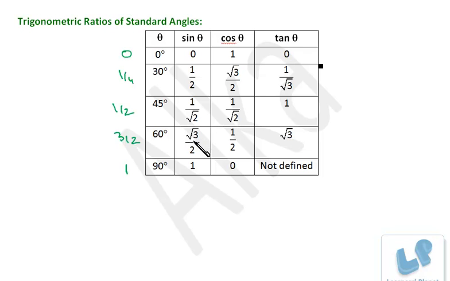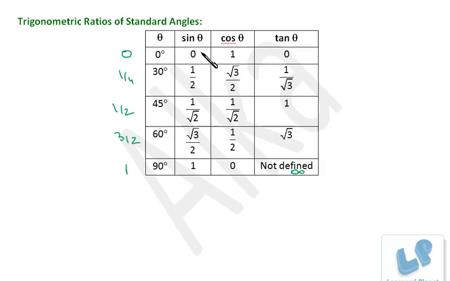Tan 60 is sine 60 by cos 60, so root 3 by 2 by 1 by 2, so that's root 3. And tan 90 is 1 by 0. If any term is divided by 0, it becomes undefined. So it's not defined, or you can say infinity, right? So you have to learn the values of sine, cos, tan at 0, 30, 45, 60, and 90.